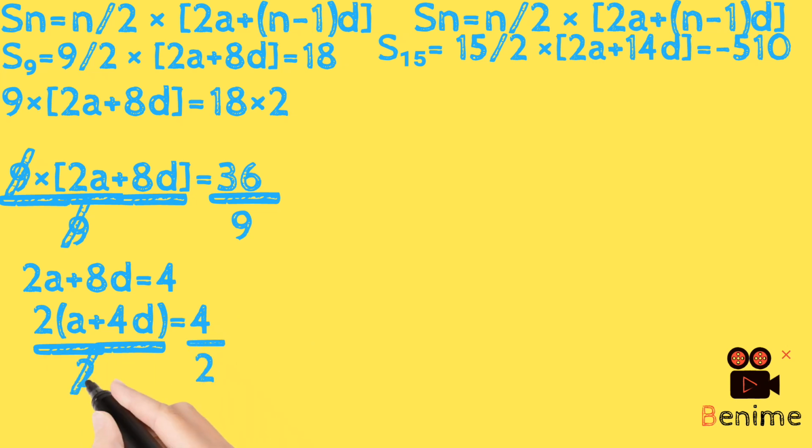Now divide both sides by that 2 I brought out. So when I divide both sides by that 2 I brought out, on the left hand side, only a plus 4d will be left. On the right hand side, that was 4 over 2. 4 over 2 will become 2. So you have a plus 4d is equal to 2.